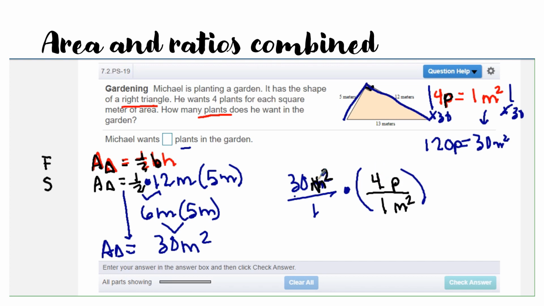So since I have meter squared in the numerator and meter squared in the denominator, meter squared divided by meter squared equals 1. So that is going to cancel out, and I can multiply across. So I have 30 times 4 plants, which gives me 120 plants for my numerator, and for my denominator I have 1 times 1, which is 1, and 120 plants divided by 1 is 120 plants. Whichever method you like to use, be my guest and use it.